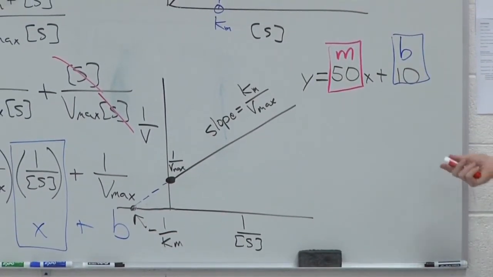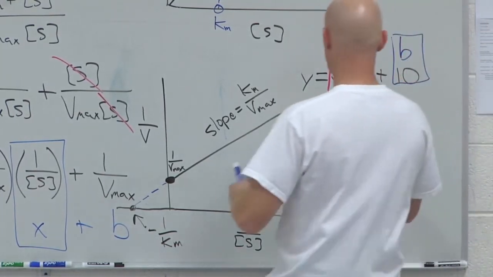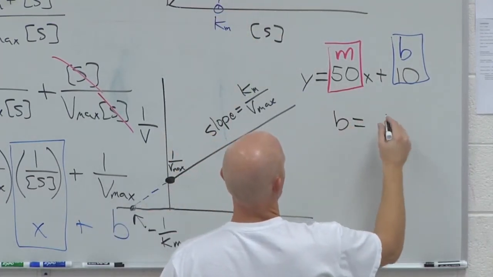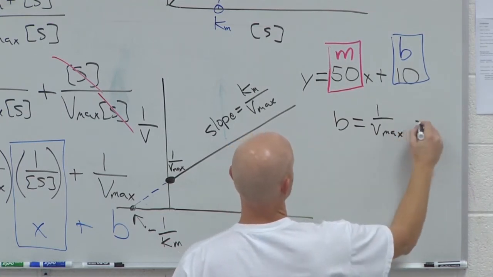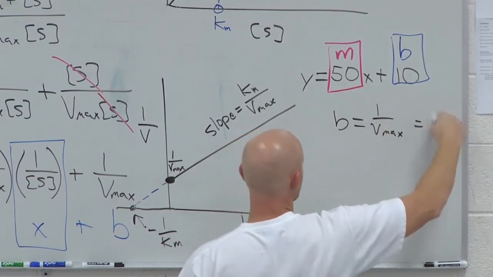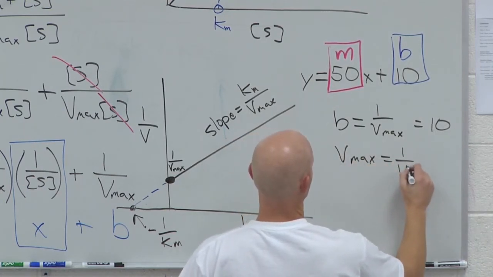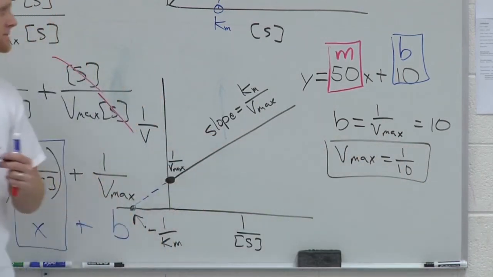So in this case, what's Vmax? 1 over 10. So if 1 over Vmax equals 10, then Vmax equals 1 over 10. Simple as that. So again, in this case, my y-intercept equals 1 over Vmax. And so in this case, which equals 10, if you invert both sides, you get Vmax. And so now we've got Vmax.